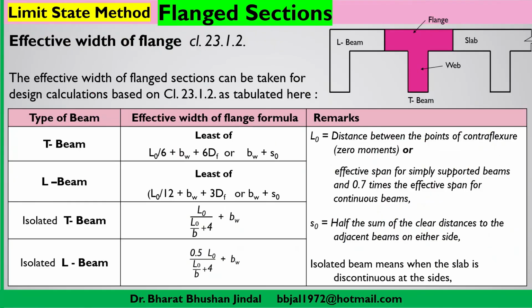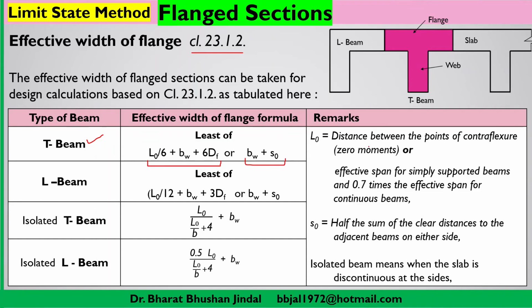Okay, now here we have to consider that effective width of flange you can calculate as per clause 23.1.2, and effective width of flange section can be taken for design calculation as per the formulas given below. Now for T-beam section, what should be the effective width of flange? So for this formula, you have to take the least value of these two equations. That means this is the first equation as well as this is the second equation: L0 by 6 plus bw plus 6 times Df, or bw plus S0.